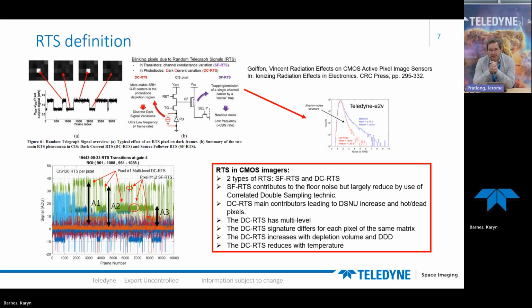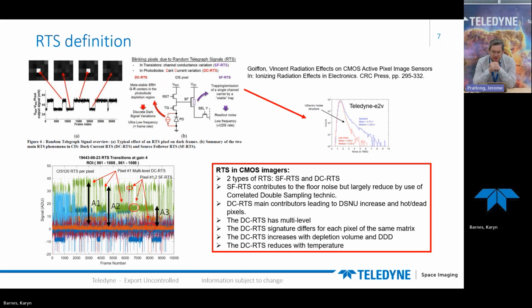The source follower RTS will contribute to the noise floor, but can be largely reduced by using the correlated double sampling technique. The dark current from the photodiode, the dark current RTS, will contribute to the dark current DSNU and the hot dead pixels.